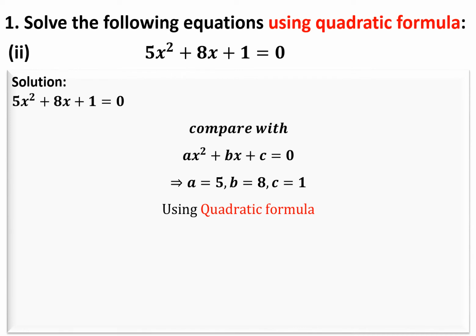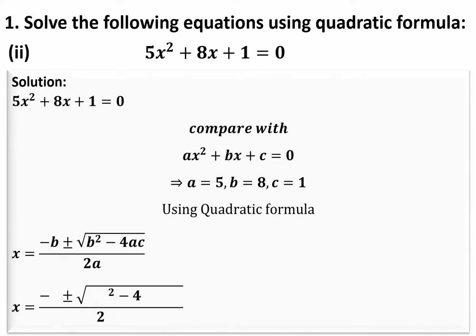Now, using the quadratic formula. The quadratic formula is x equal to minus b plus minus under root b squared minus 4ac, divided by 2a. Now, we will replace the values of a, b and c in the formula. First we have b, and the value of b is 8, so we write 8 here. Next, we have b squared, so we write 8 here also. Next, we have a, and the value of a is 5, so we write 5 here. Next, we have c, and the value of c is 1, so we write 1 here. And lastly, we have a, and the value of a is 5, so we write 5 here.